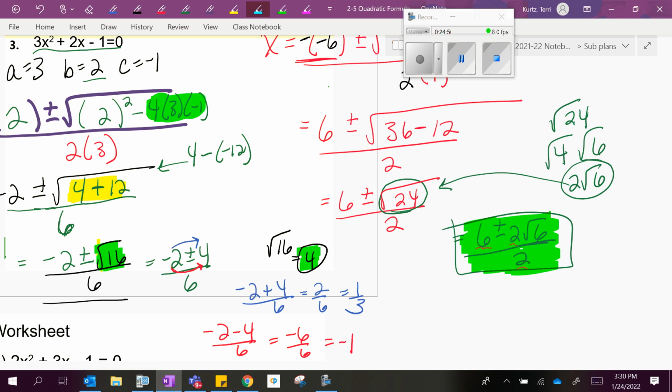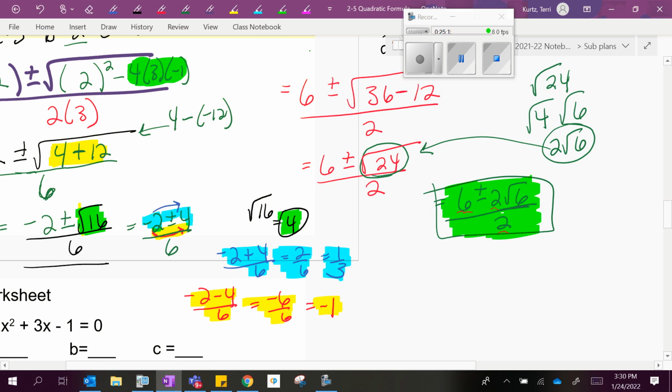So let me highlight this a little bit. So the blue, I did negative 2 plus 4 over 6. And then on the red, I did the minus, negative 2 minus 4 over 6 and negative 1. So my final answer is x equals 1/3 and negative 1.